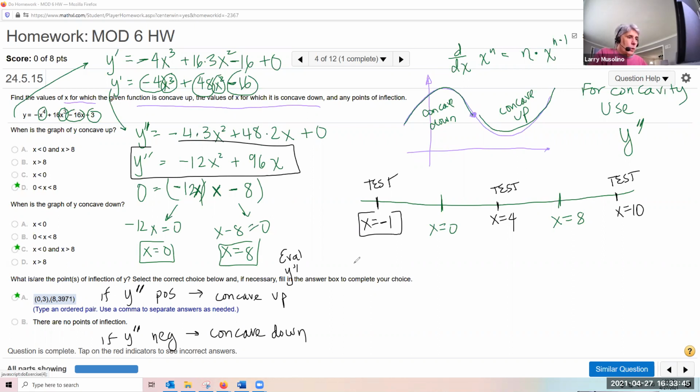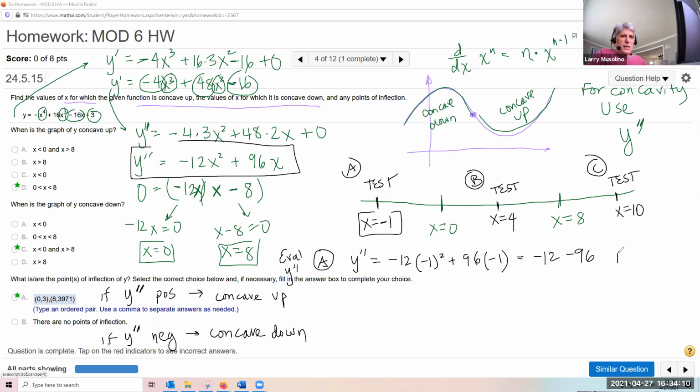All right, so let's work out y double prime. I'll call these intervals A, B, and C just for labeling purposes. Let's do x equal -1. So y double prime is -12 times (-1) squared plus 96 times -1. Remember, all I care about is whether this is positive or negative. This is going to be -12 minus 96, that's definitely negative. So in this interval, the second derivative is negative.